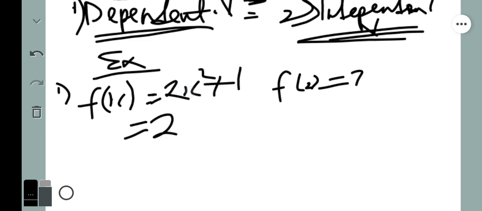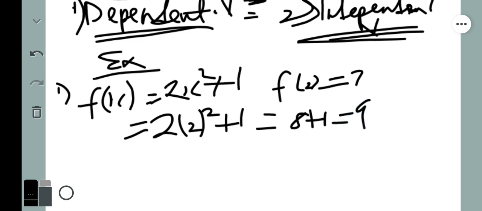X here is what? 2 squared plus 1. So here you have 2 squared is 4, 4 times 2 is 8. That is 8 plus 1, which gives me 9. So this is how you solve a problem like that.